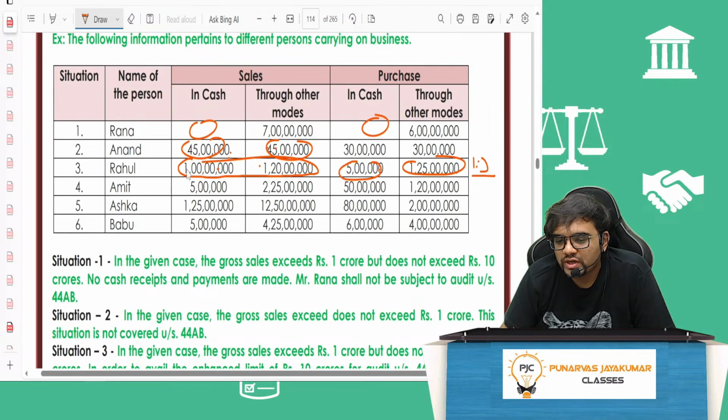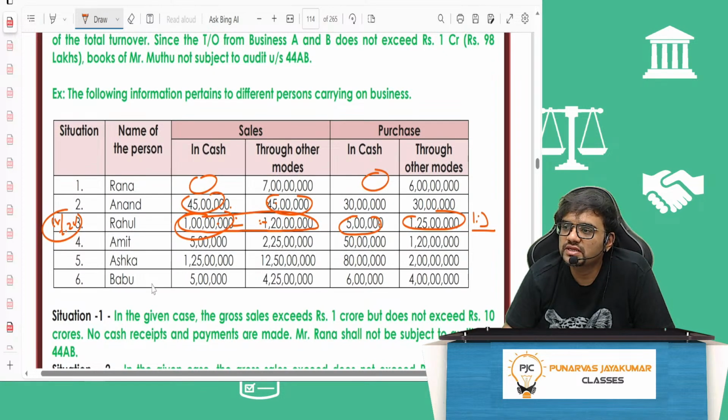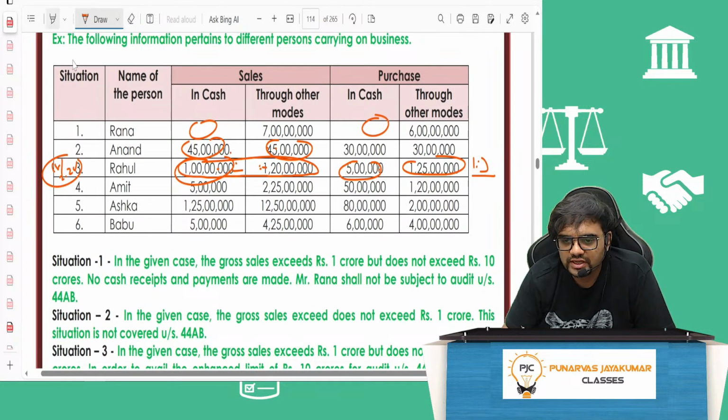But 1 crore divided by 2.2 crore. 1 plus 1.2 is 2.2. Overall is 2.2. 1 crore divided by 2.2 crore is 45.45%. It is more than 5%. Hence, tax audit limit will not be increased to 10 crore. Tax audit limit will be 1 crore. So here tax audit limit is 1 crore.